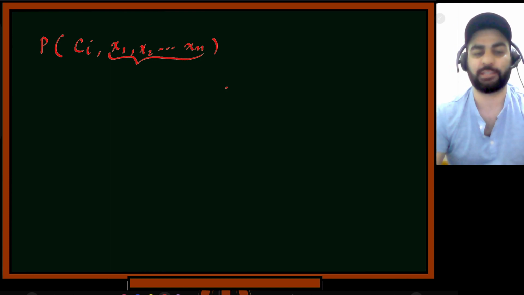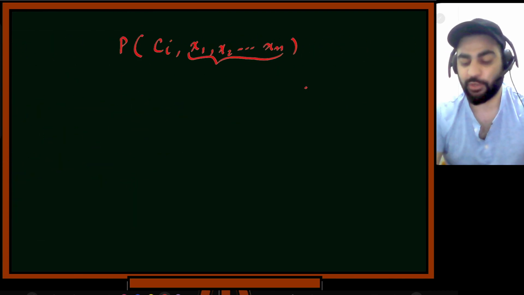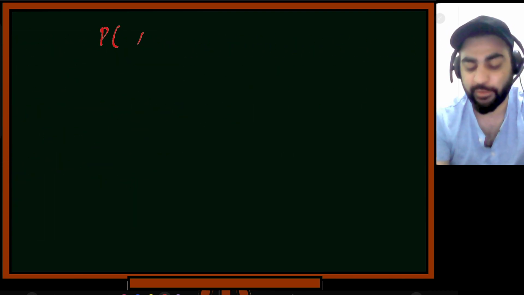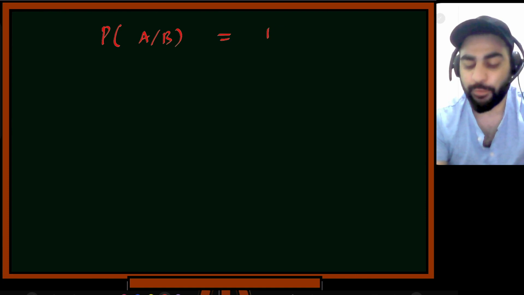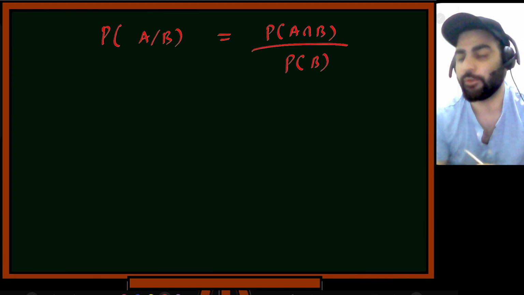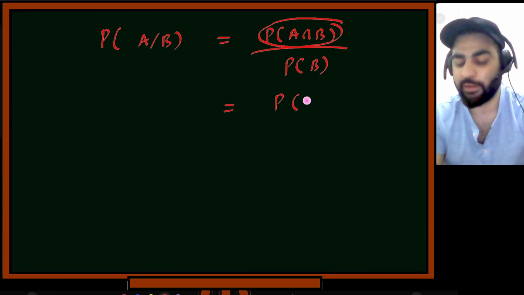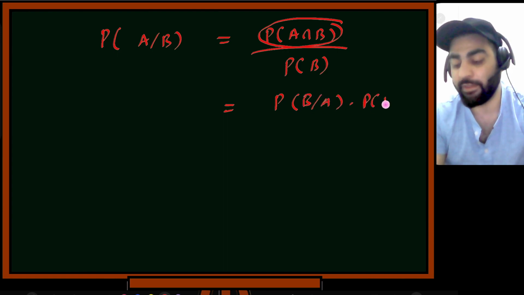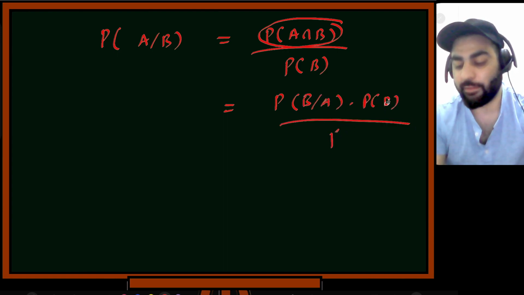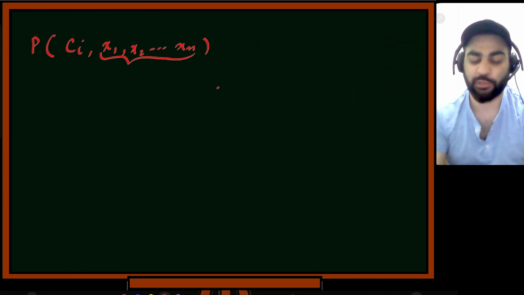Okay, this is what we are interested in calculating, the probability of this. If you see Bayes theorem again, the probability of A given B is equal to the probability of A intersection B divided by the probability of B. Now here we expanded this into two things: the probability of B given A multiplied by the probability of A, divided by the probability of B. So I am writing this whole thing like this, and that's what I wrote in here.